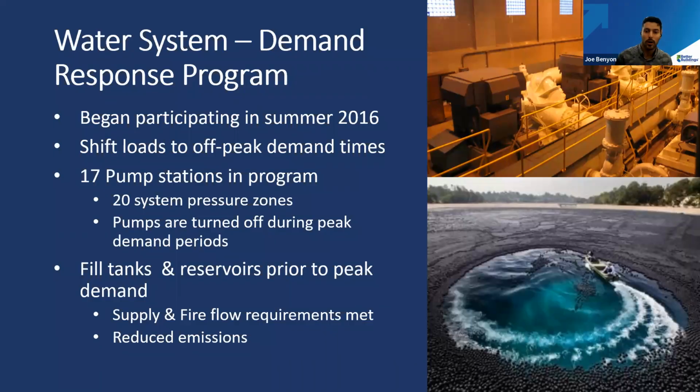So our water system began participating in the demand response program back in 2016. Our goal was to reduce the demand of our generating stations during peak times of the day on the hottest days of the year. As you're probably aware, Southern California keeps getting hotter and there's more fire. So we're trying to be as economically and environmentally responsible as possible. So we want to make sure that we shed those peak loads as much as possible.